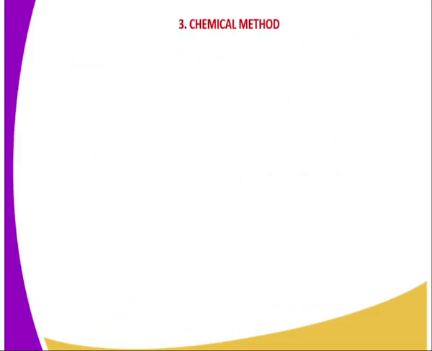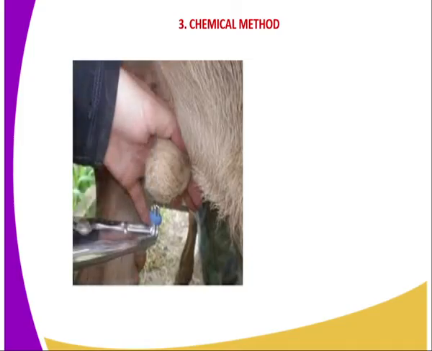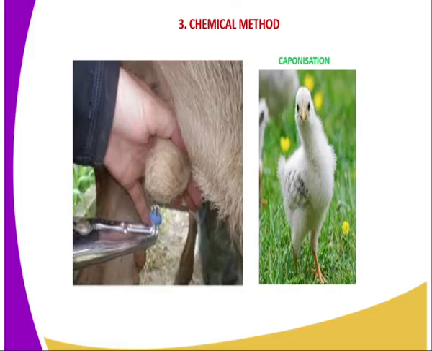Then we have the chemical method. In the chemical method, we normally use chemicals. You put the chemicals into the testes, and therefore it will interfere with the process of spermatogenesis, or the process through which sperms are produced. Then in chicken, we can use the caponization method, and in this method the poultry, that is the male hen, will grow as a capon, and therefore they will not have the male characteristics, for example crowing. They will not even mate with the hen.